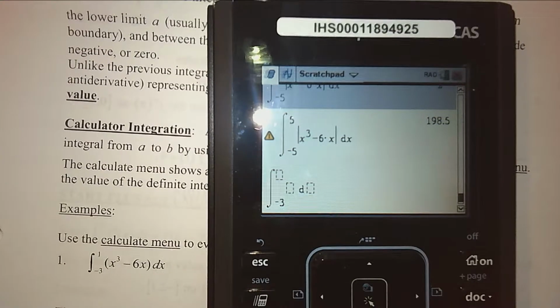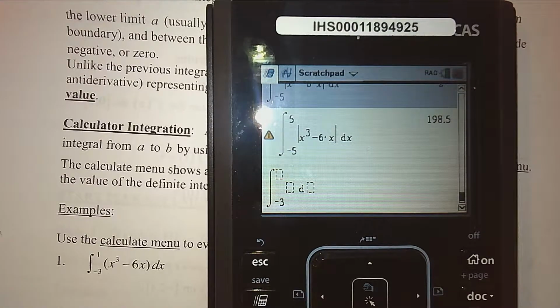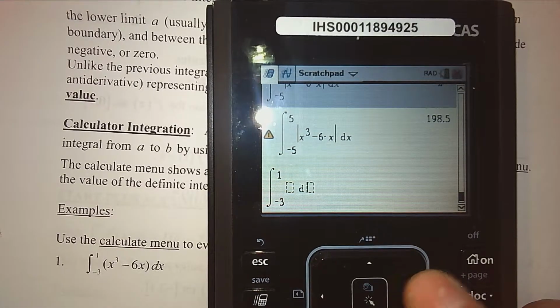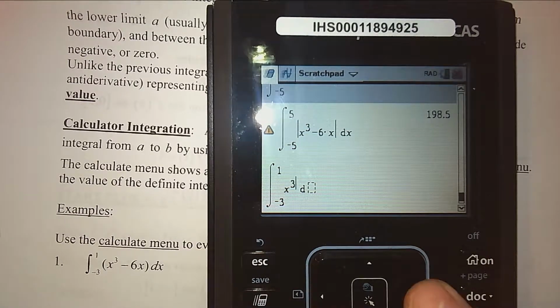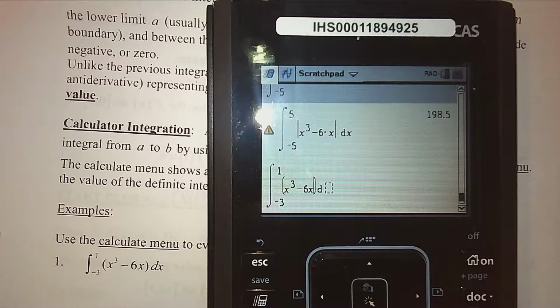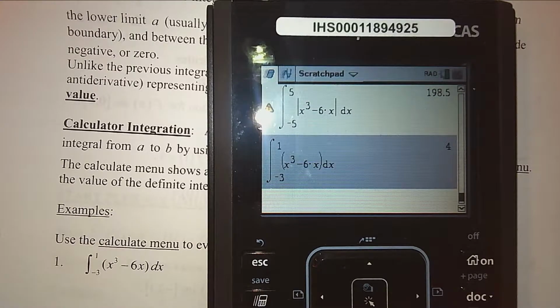So negative 3 is the lower bound. The upper bound is 1. Move the cursor. And then what are we integrating? x cubed. So type in x cubed. Move the cursor over. Subtract 6x. You don't need to put in parentheses. The calculator assumes that. In fact, it puts it together with parentheses. Again, it's a beautiful template. And then we're integrating with respect to what letter? x. And then press enter. Now, if I want that answer, and if it's like a square root, we can always press Control and Enter to find the decimal. But it's a nice answer. What's the answer there? 4.